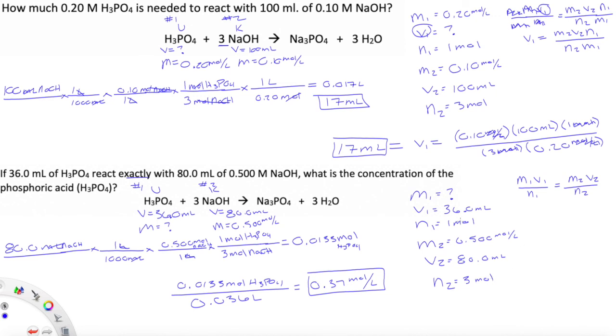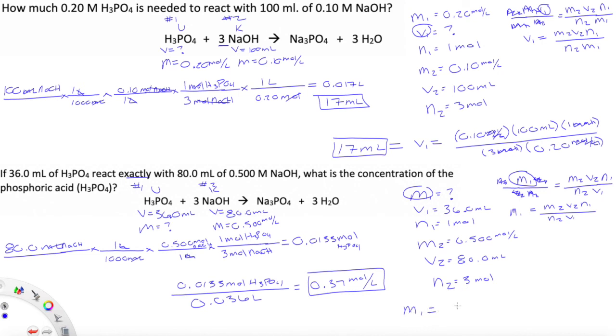Okay, so I know that I'm solving for M1, so I'm going to have to go ahead and isolate M1 in this equation. So I need to rearrange. In order to do that, I have to multiply both sides by N1. And that gets rid of N1 on that side. And then I have to divide both sides by V1. And that gets rid of V1 on that side. And so then my final equation would be M1 equals M2 V2 N1 over N2 V1. All right, so let's go ahead and plug in our variables.